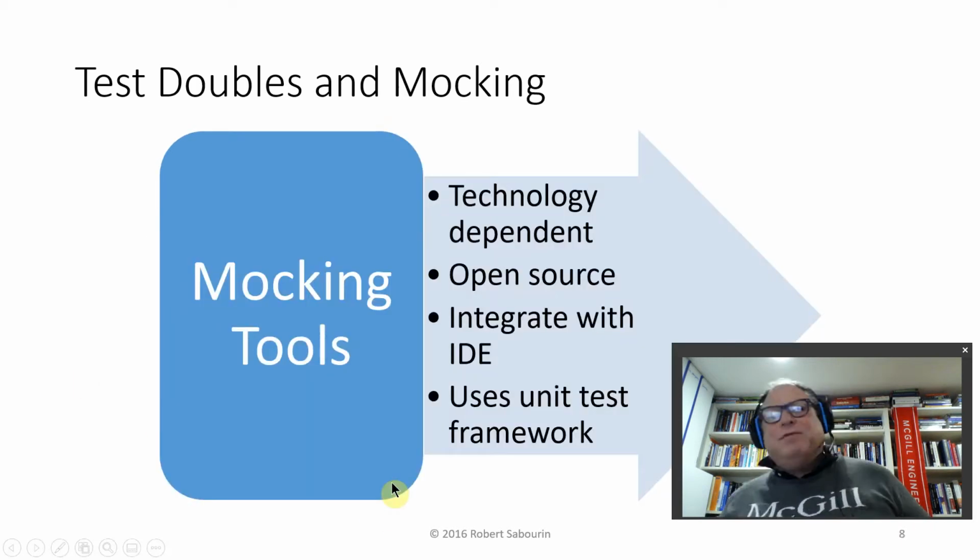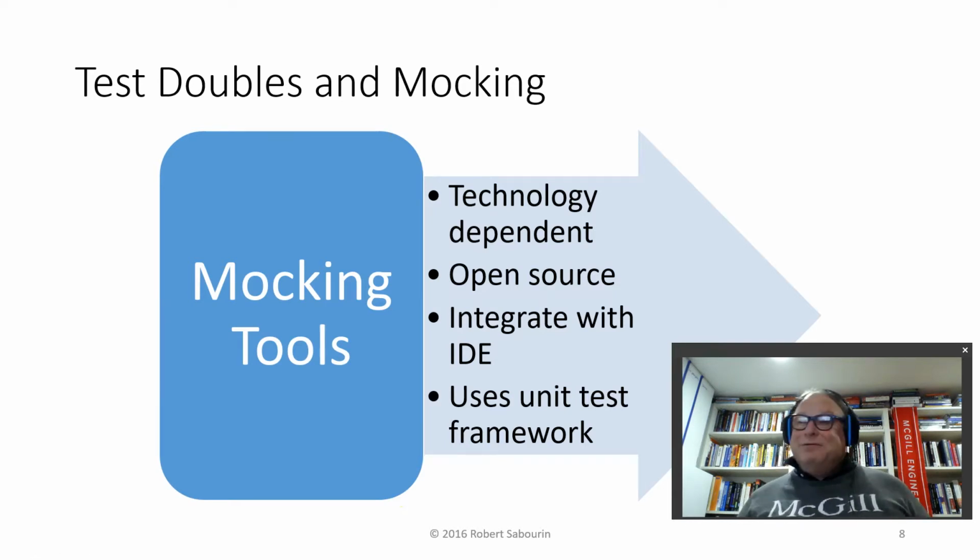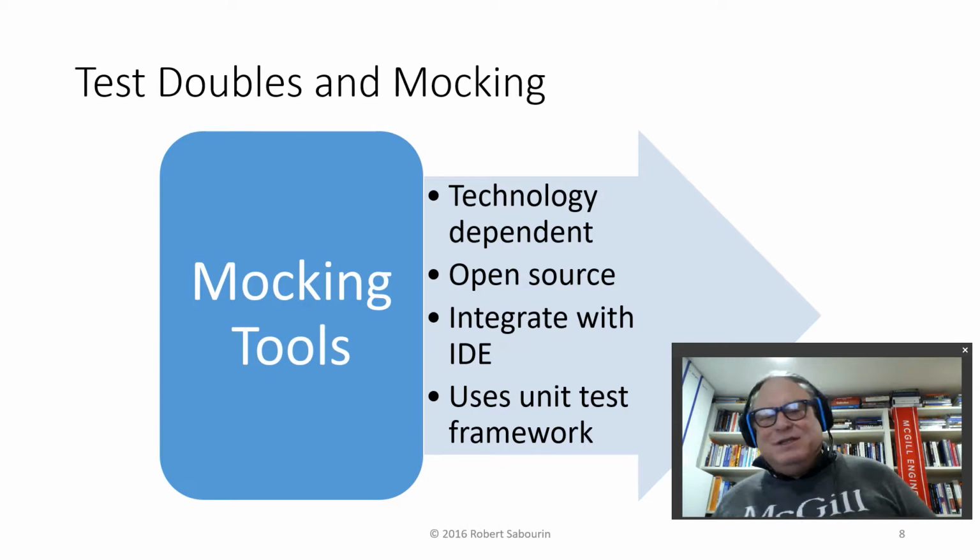The tools for mocking are highly technology dependent. And the way you mock in Java is different than the way you mock in C#, and it's different from the way you mock in Swift, and it's different from the way you mock in Python. All these programming languages enable some sort of mocking, but the method you use to implement it is dramatically different for each technology stack.